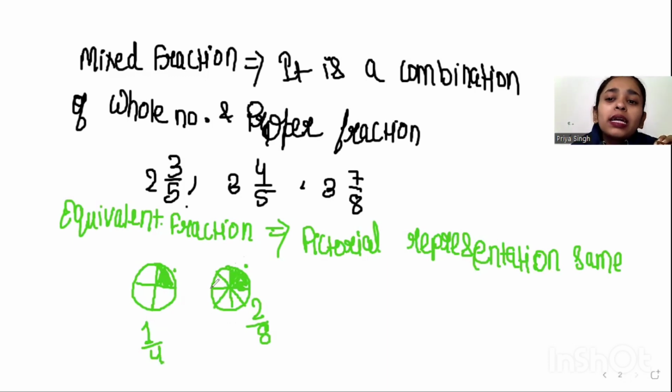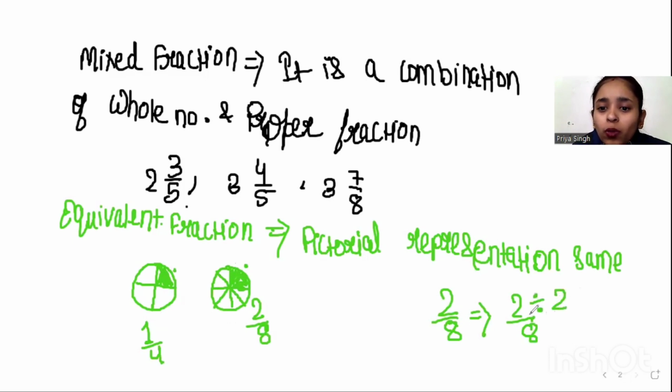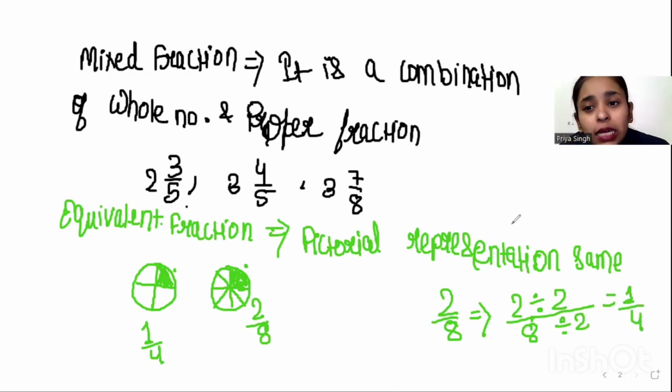That means it is representing an equivalent fraction. Even when you reduce 2 by 8, by dividing both numerator and denominator by the same number, you can divide by 2 on both. When you do it, you get 1 by 4. So this is basically known as equivalent fraction. I hope that is also clear.